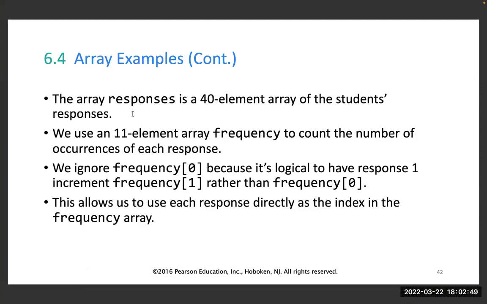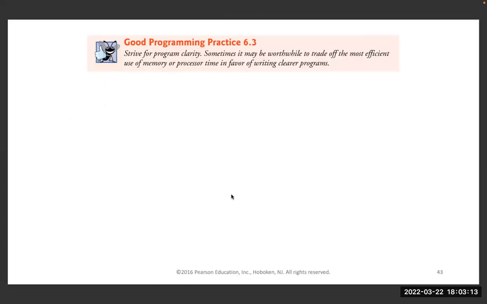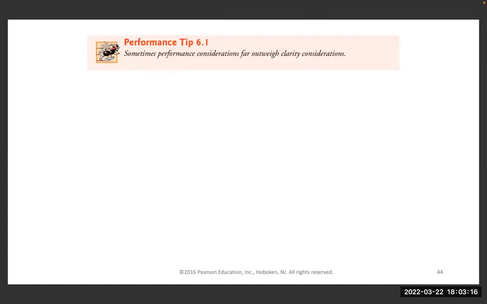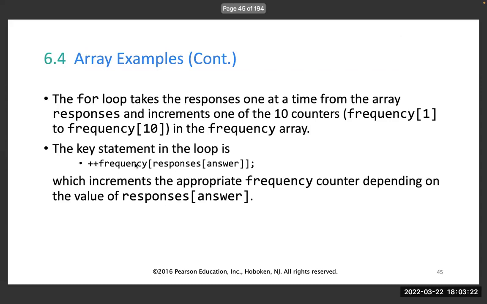Okay, so for this one, 2 symbolic constants. Here for frequency, we don't use the first element. So just ignore frequency 0. It's because our grade is from 1 to 10. Yeah. So the key statement in the code actually is this one.